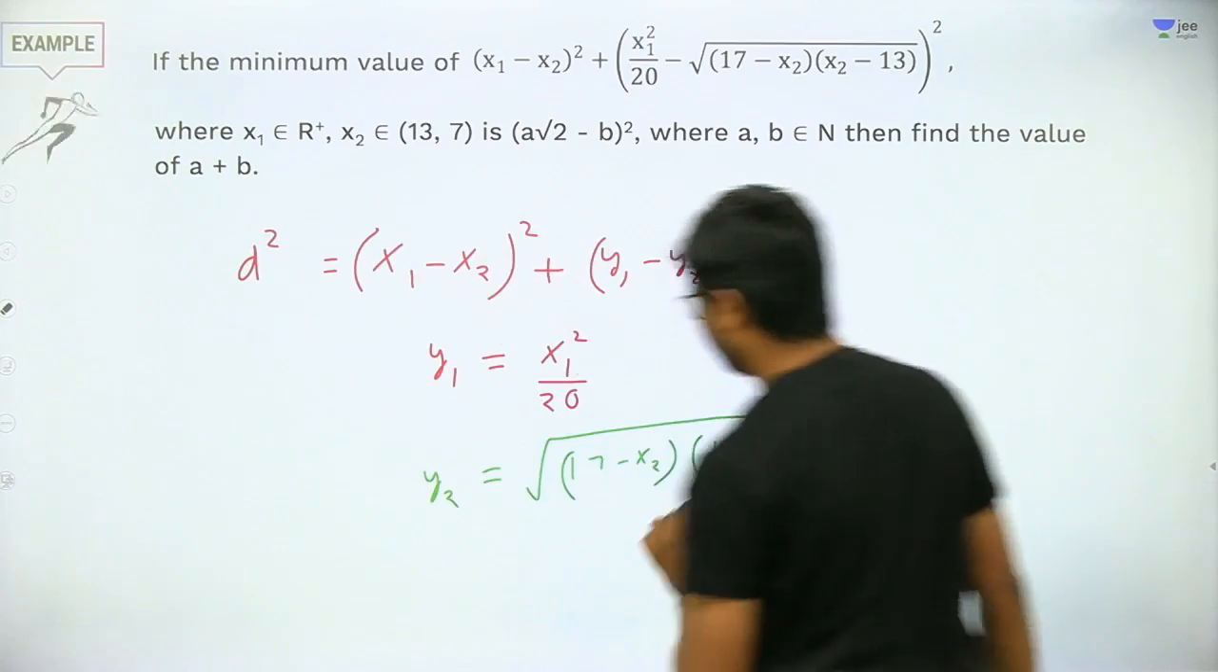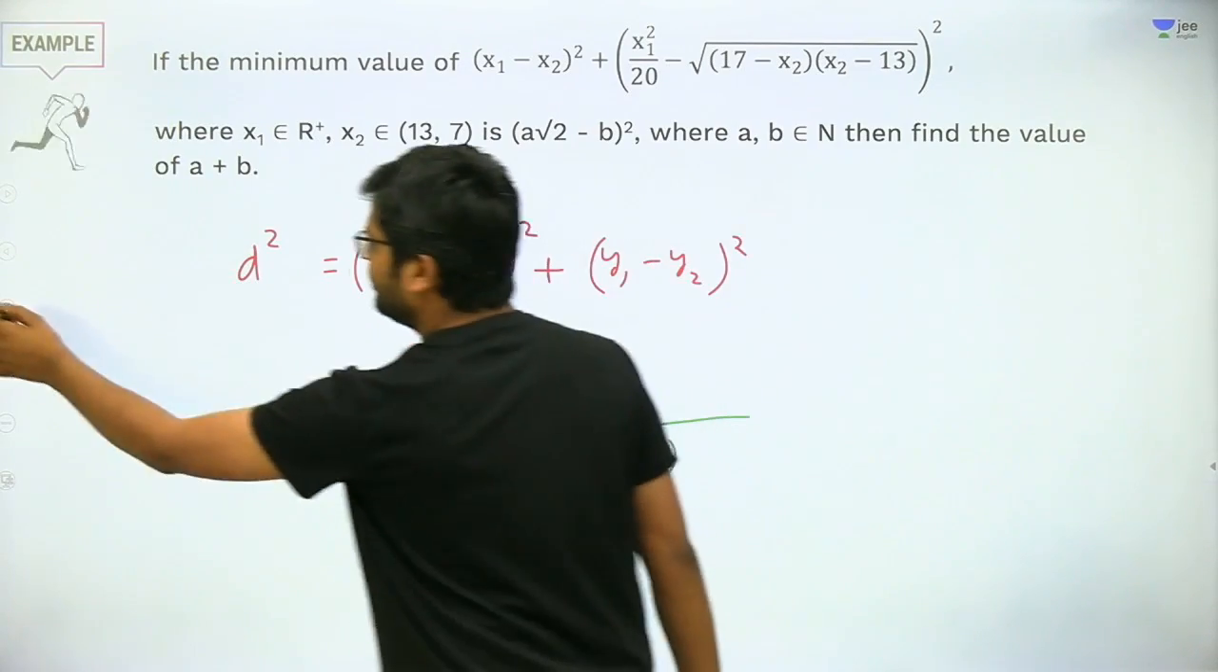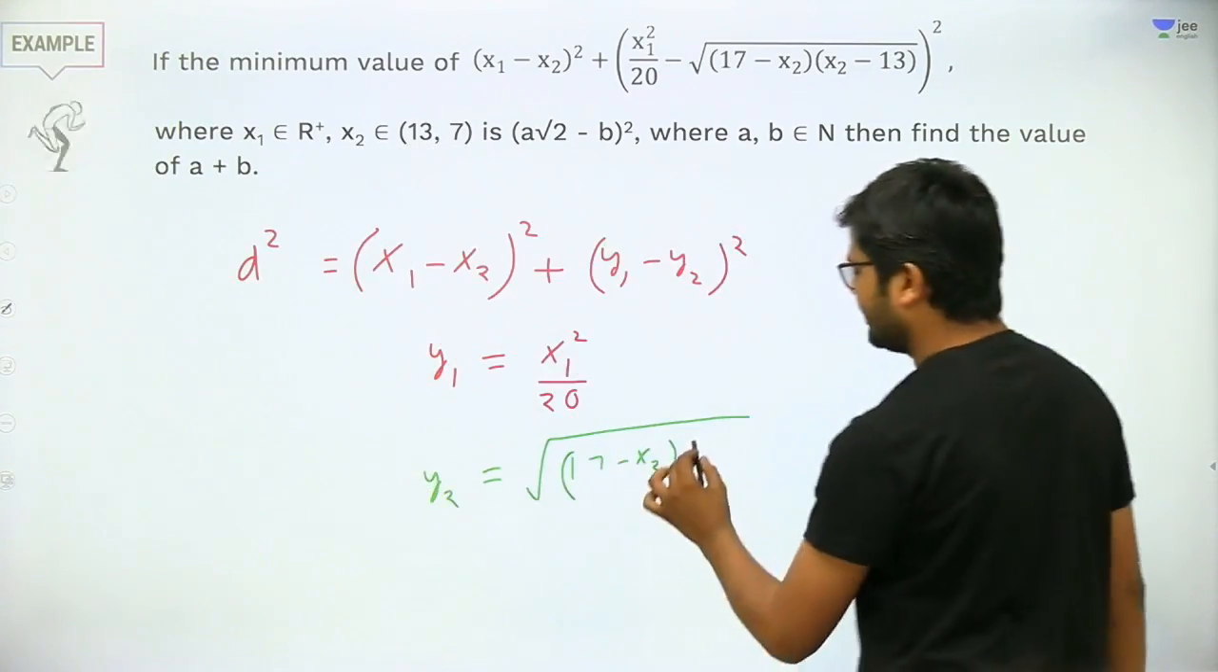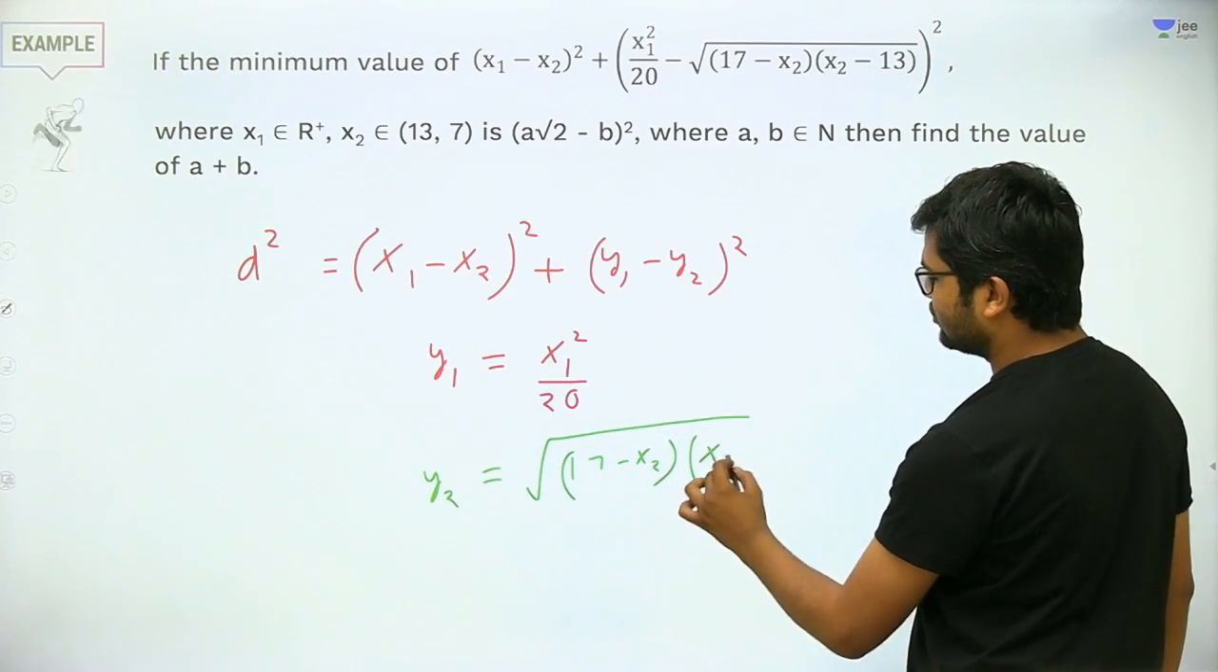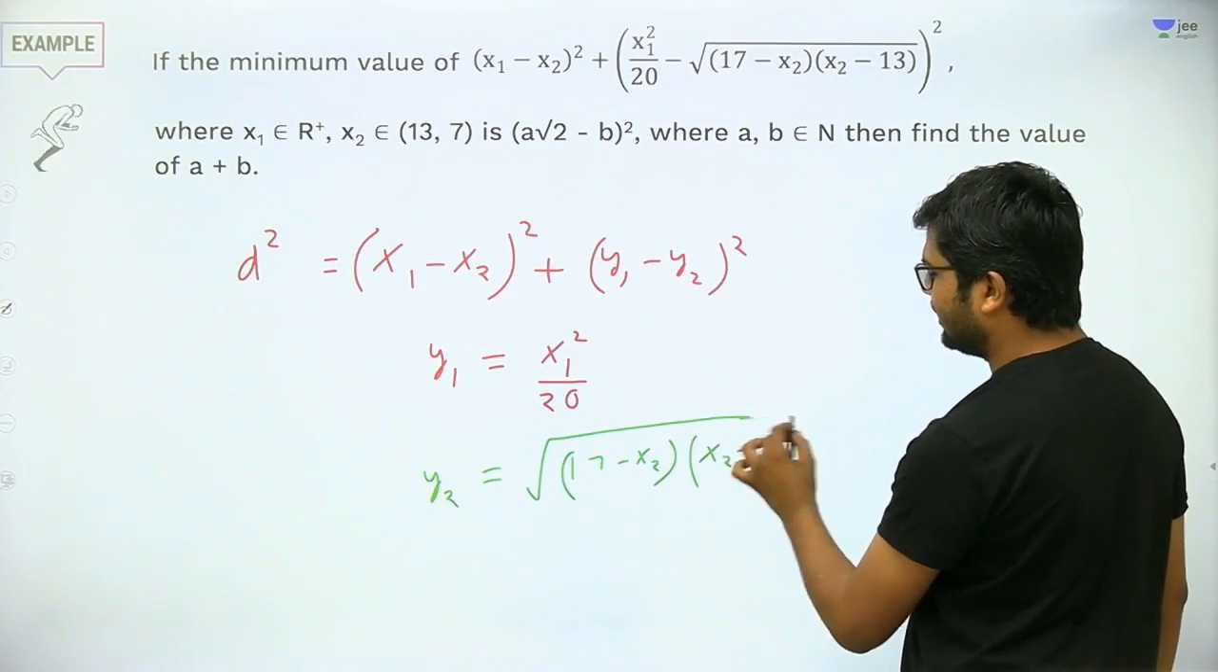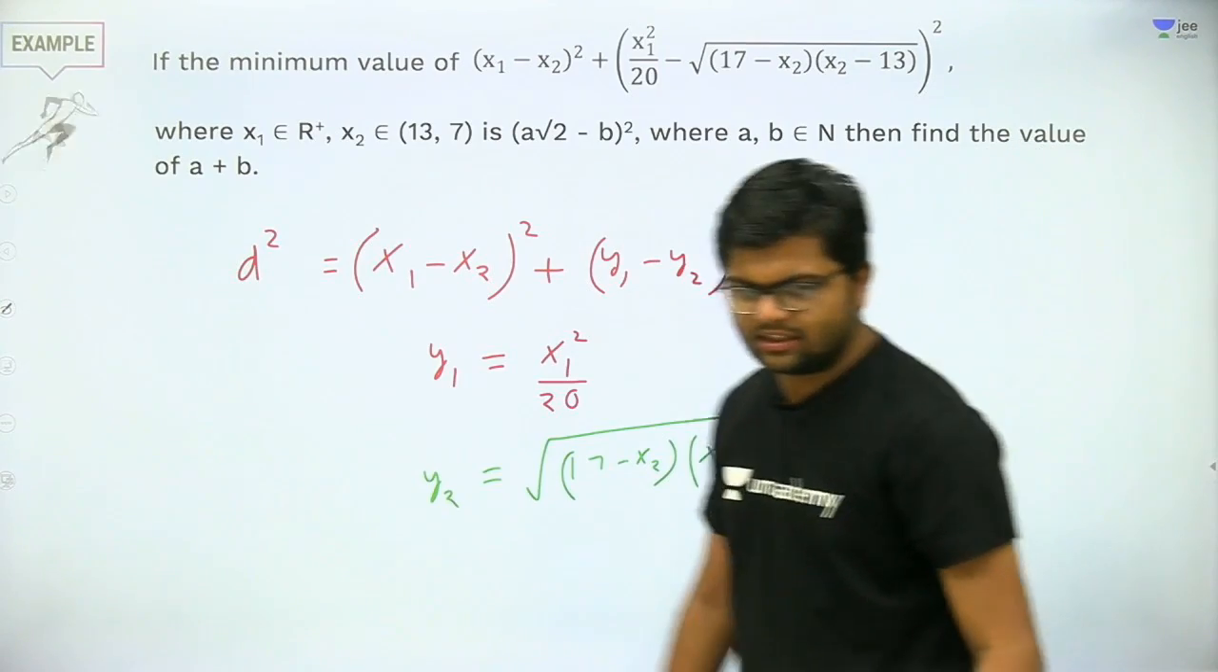So now some students want to multiply it. There is no need to multiply, just have some patience, things will get very easy. x2 minus 13. I think till now everything has been understood very easily.